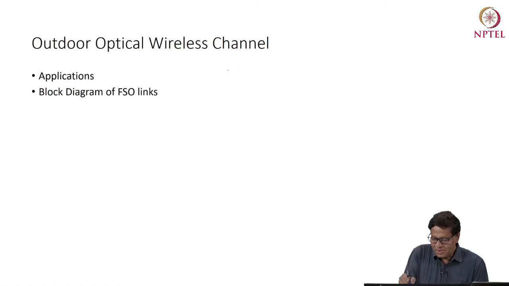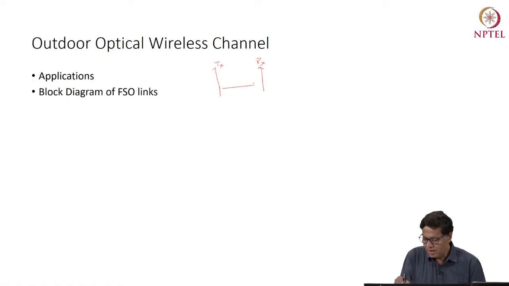So first, the immediate application can be connecting two points. This is TX, this is RX. Suppose you are not able to lay fibers here, or it's difficult to lay fiber, for example in a metropolitan city. So you can put a transmitter here, a laser-based transmitter and a receiver, and communication can be established. So this is one application which is called point-to-point.